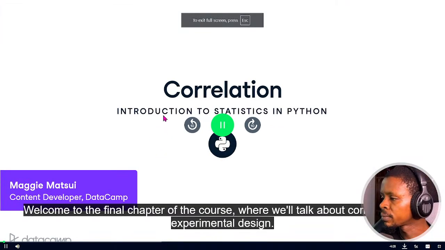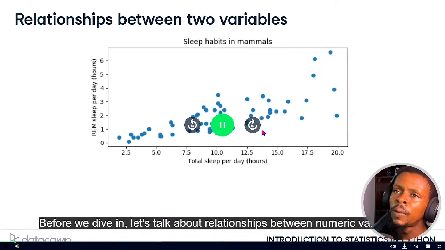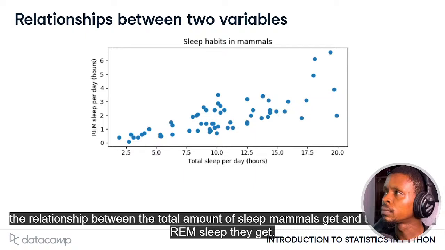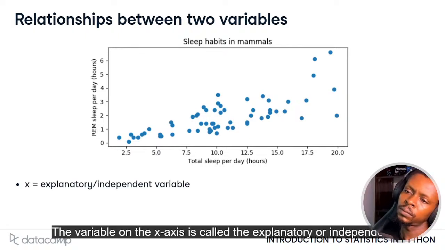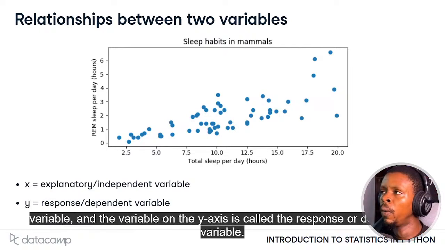Welcome to the final chapter of the course, where we'll talk about correlation and experimental design. Before we dive in, let's talk about relationships between numeric variables. We can visualize these kinds of relationships with scatter plots. In this scatter plot, we can see the relationship between the total amount of sleep mammals get and the amount of REM sleep they get. The variable on the x-axis is called the explanatory or independent variable, and the variable on the y-axis is called the response or dependent variable.